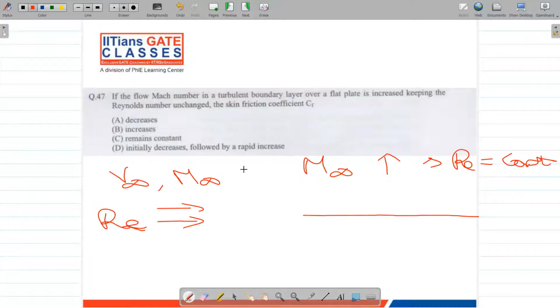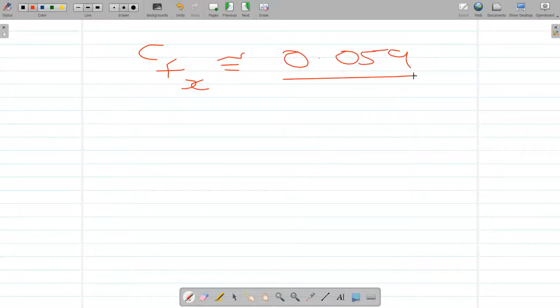So now what they're asking us is, what would happen to my skin friction coefficient? It's a very simple problem. The skin friction coefficient at every location x from the leading edge of your flat plate is given by the expression, which is nearly equal to 0.059 divided by Re_x to the power 1/5.